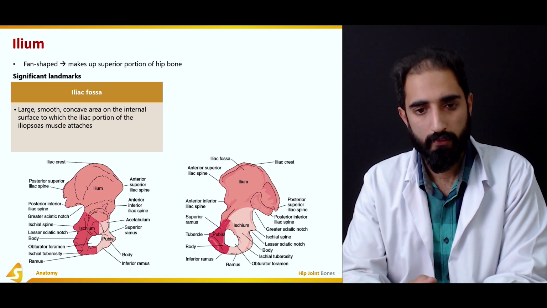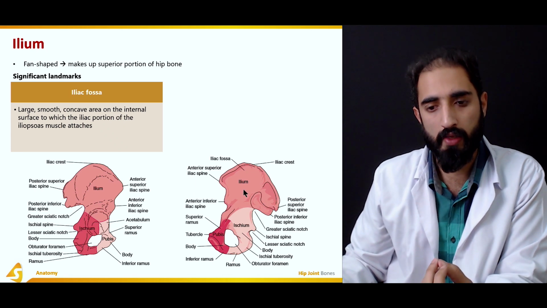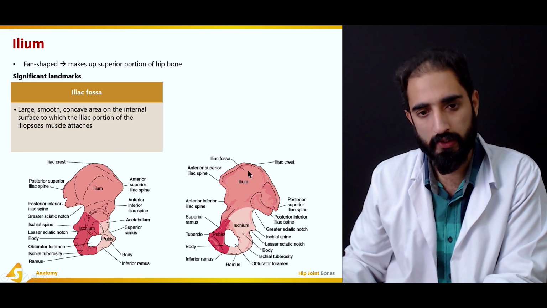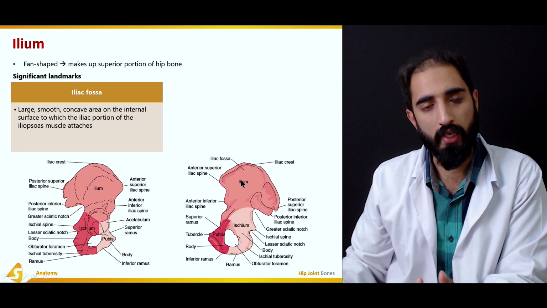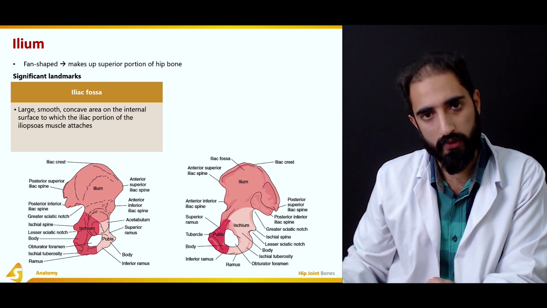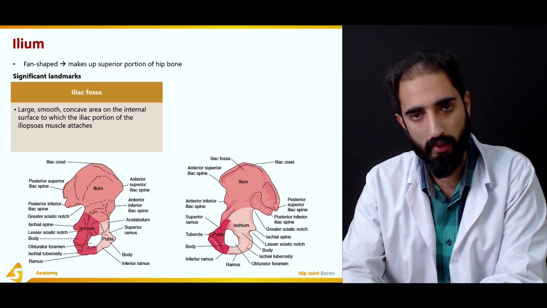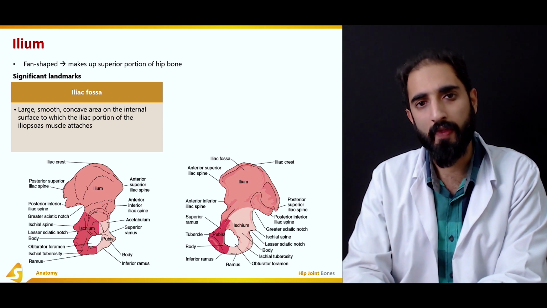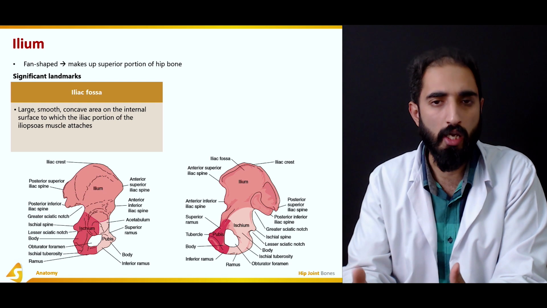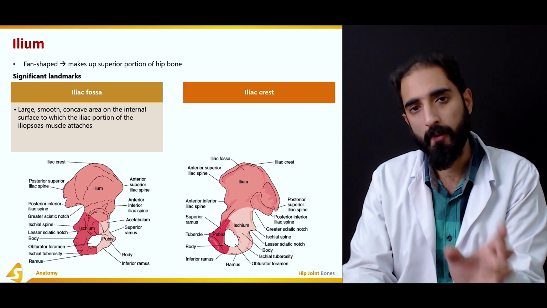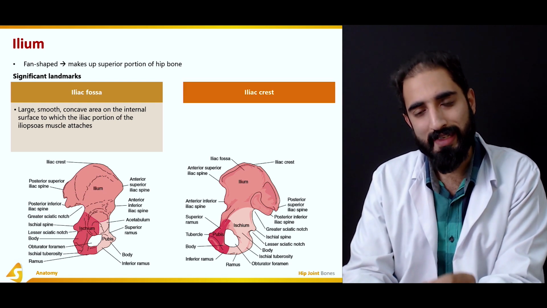innominate bones. And another significance of the iliac fossa is that it serves as the attachment site for the iliopsoas muscles. Iliopsoas, which is also known as iliacus and psoas major, if we talk about them separately, and they are the prime flexors of the hip joint as well. Another very important structure is the iliac crest.